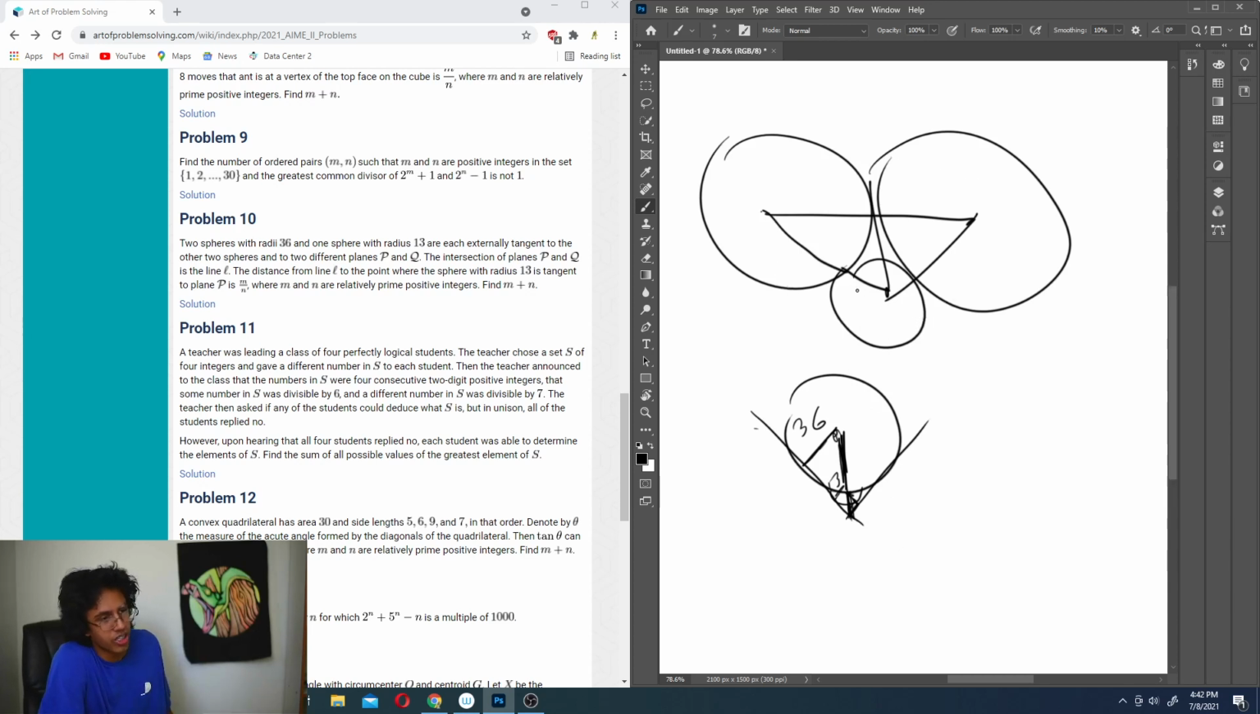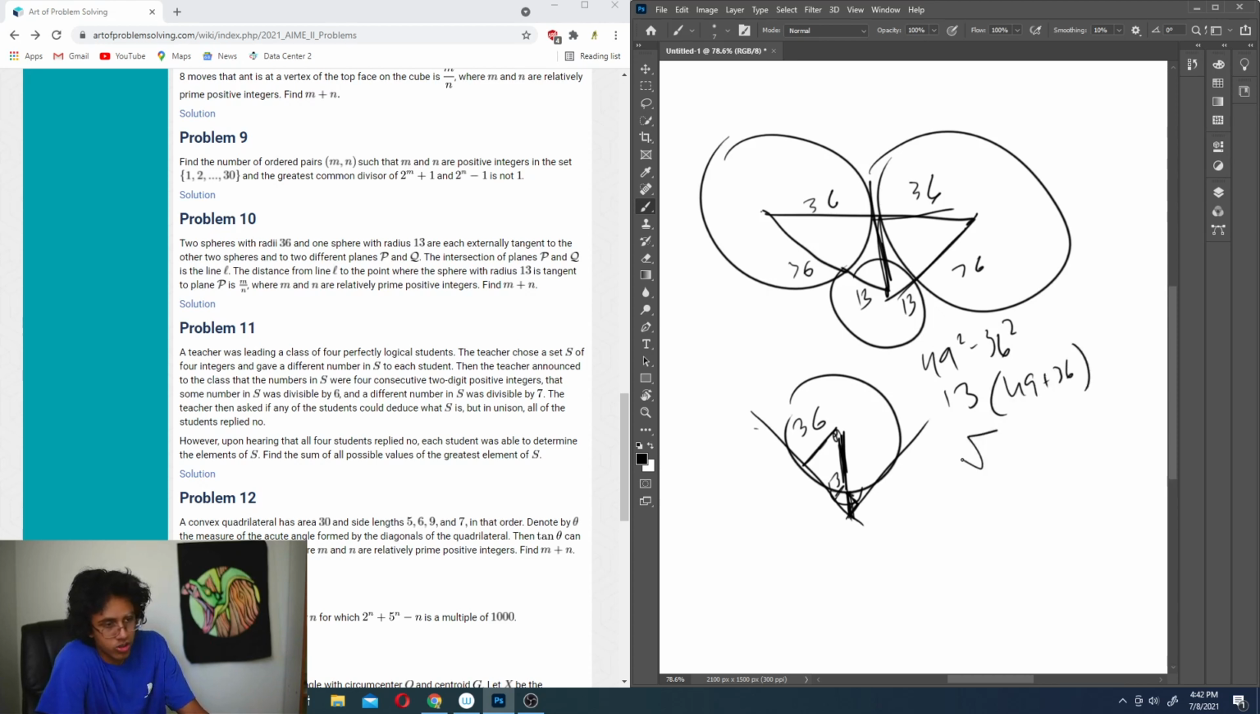So we have 13, 36, 36, 36, 36, 13. And essentially this is just going to be 49 squared minus 36 squared. Difference of squares is very epic, so we don't have to do too much work. 13 times 49 plus 36. So that gives you root of 13 times 85. All right, let's go. So we got that height. Let's just say it's h.